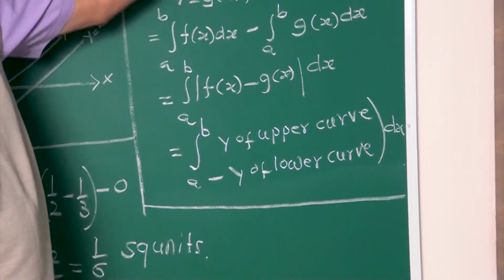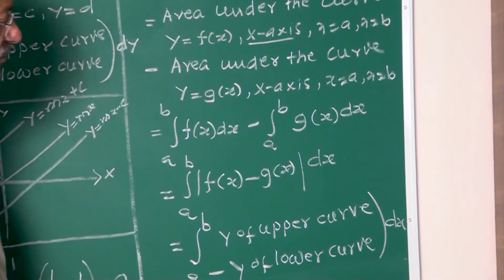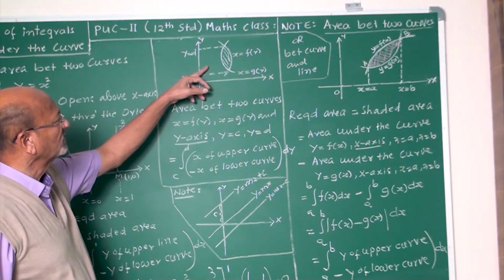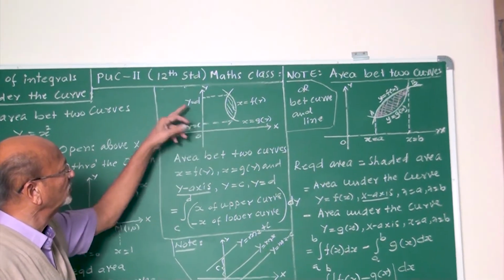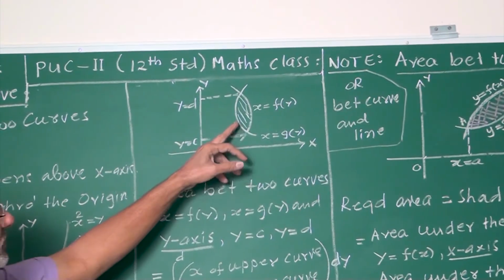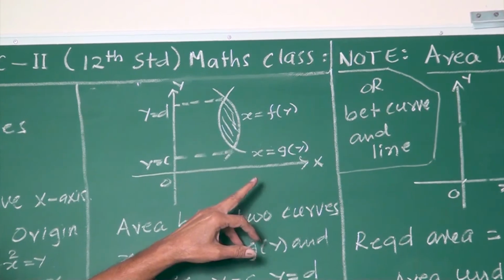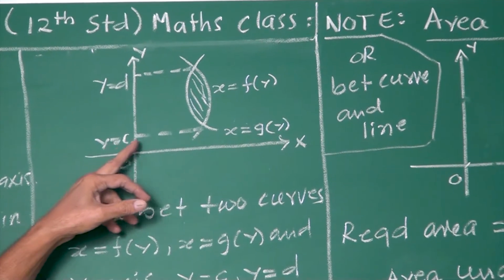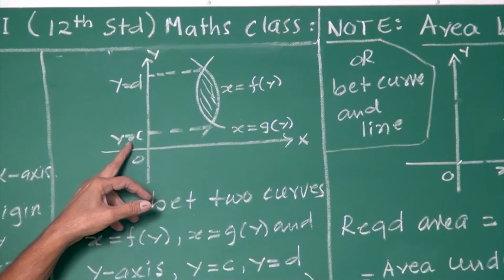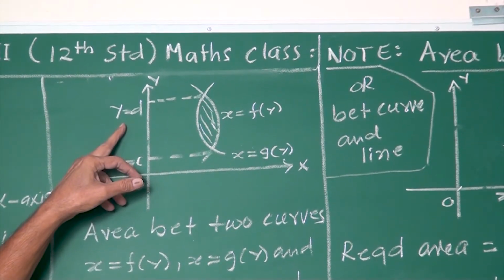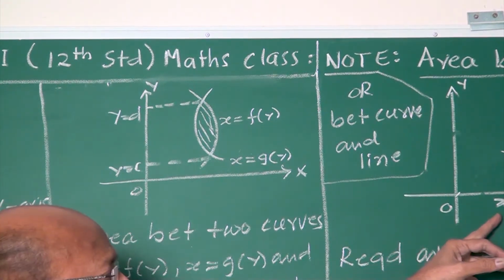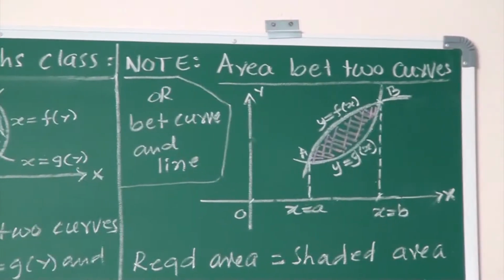This is with the x-axis. Similarly, I have given another one, with the y-axis. This is the area between two curves, with the upper curve and the lower curve, between the lines y equal to c and y equal to d. Y comes, it is with the y-axis. X comes, it is with the x-axis.